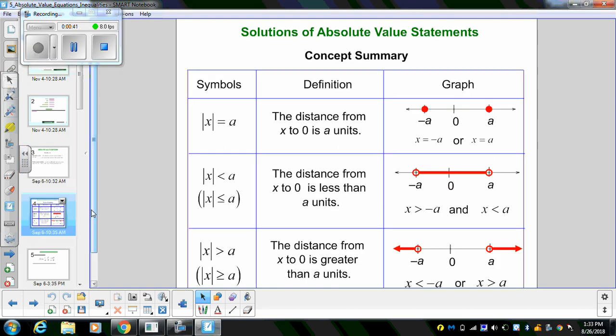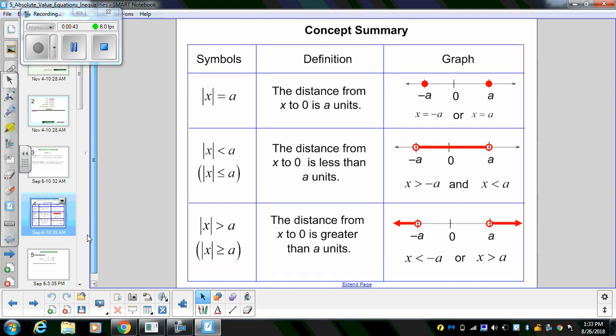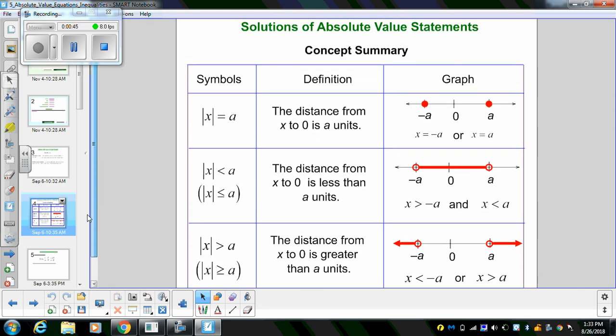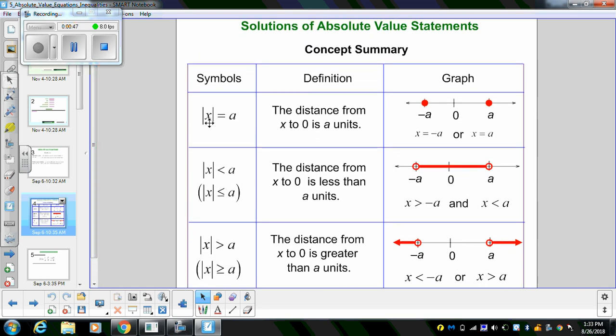Alright, so over here we have concept summaries. So we have the symbol, the absolute value of x is equal to a. Well, the definition just means the distance from x to 0 is a units. So as we can see, if x was equal to negative a, or x is a, then it would still be a units away from 0.